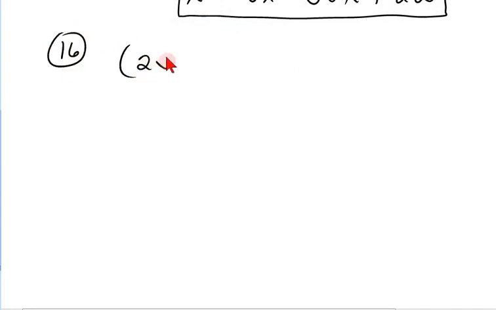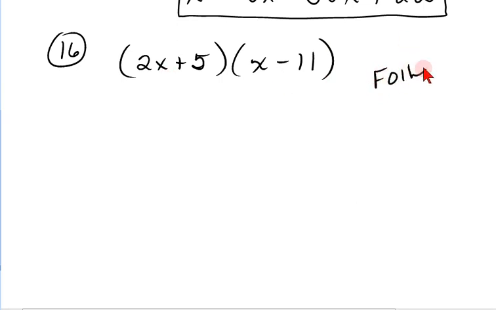I have 2x plus 5 times x minus 11. What kind of multiplication do we use when it's a binomial times a binomial? FOIL. So I did 2 problems where I used distributive property, and now I'm going to use FOIL. Because this is a review, I'm writing all this out, and I hope that you really don't need to.